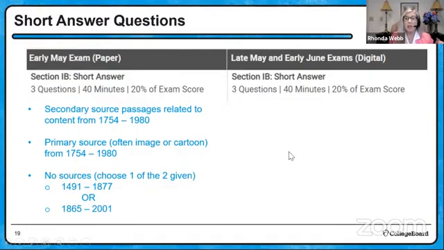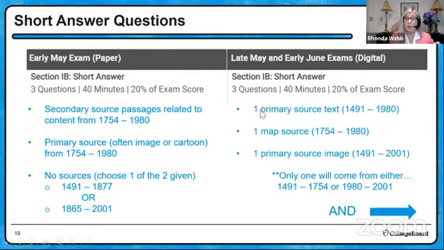Those of you taking the digital exam, the first section of your short answer is going to have a different set of question types. You're going to have one that's a primary source. You're going to have one set of short answer questions based on a map. And you're going to have one that is a primary source image of some sort. And then your second set, because remember what we looked at the very beginning, the LEQ, if you're taking the digital version, is replaced by an additional set of SAQs.